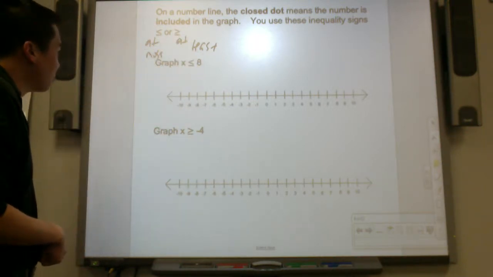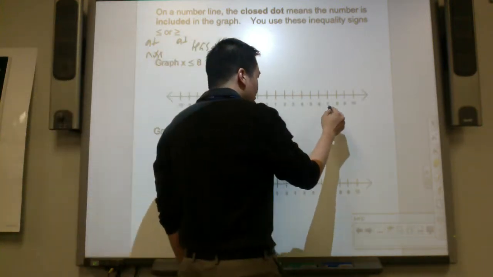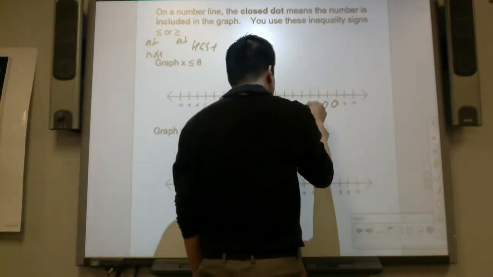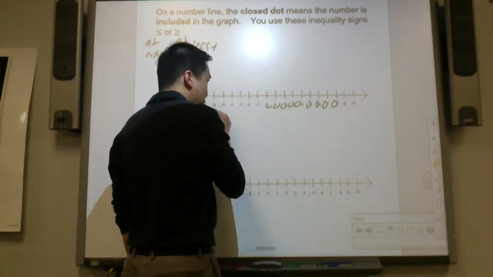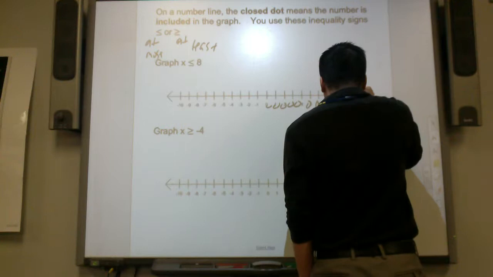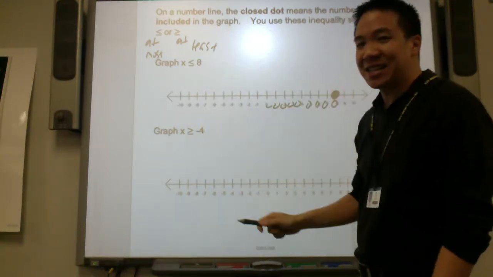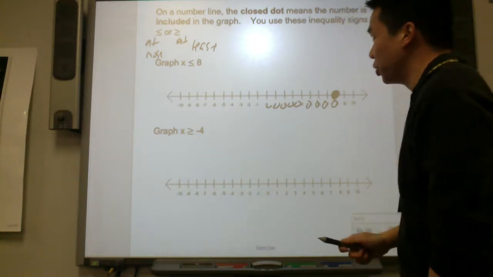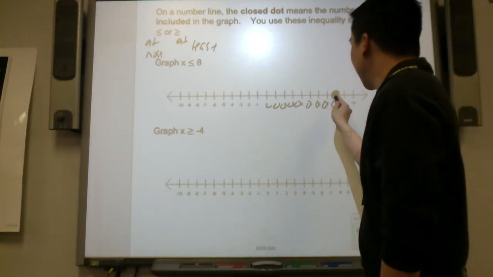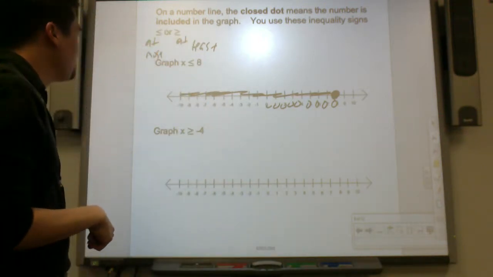So graph numbers that are less than or equal to 8. So we're including 8. So all these numbers are less than or equal to 8, and so on. Because we are including 8, you have to bubble it in. This is part of the problem. 8 is less than or equal to 8. And we shade this way because all these numbers will be less than or equal to 8.